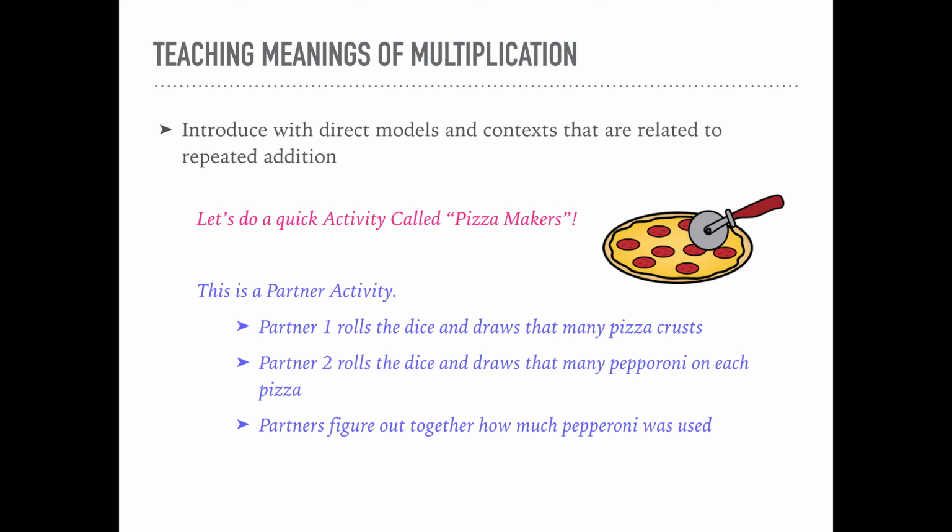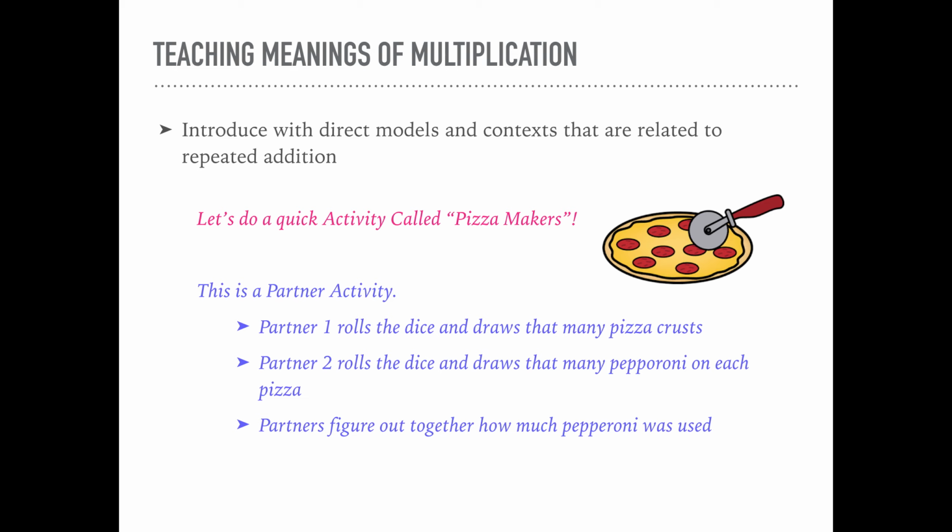So, imagine this activity, partner 1 rolls the dice, and that dice tells us how many pizza crusts we have. So partner 1 rolls a 6, and so we draw 6 circles. Partner 2 rolls his or her dice, and they roll a 3, and you get 3 pepperonis on each pizza. So they draw 3 circles on each of the 6, and then they can realize how much pepperoni that would be, and they can count it up and get 18.